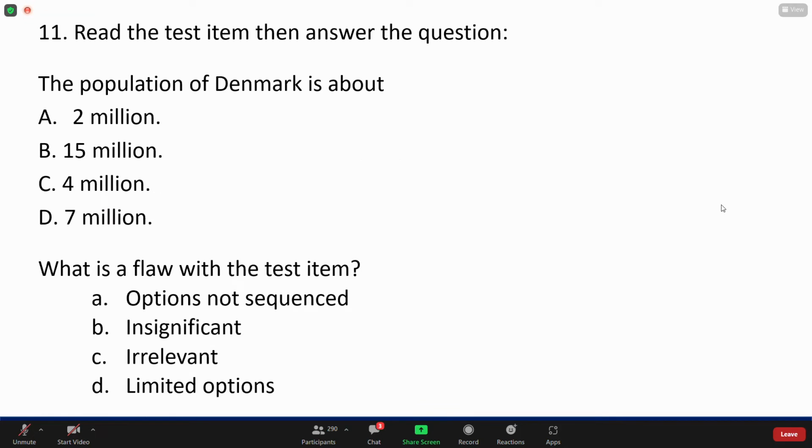Number 11, read the test item, then answer the question. The population of Denmark is about letter A, 2 million. Letter B, 15 million. Letter C, 4 million. Letter D, 7 million. What is a flaw with a test item? A, options not sequenced. B, insignificant. C, irrelevant. D, limited options.